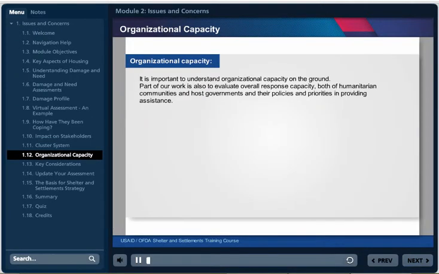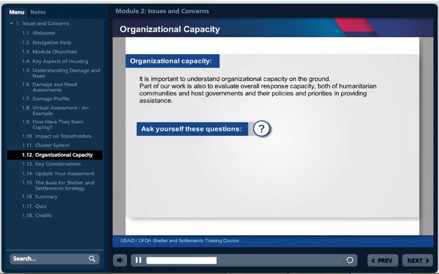It is therefore important to understand the organizational capacity on the ground. Part of our work is also to evaluate overall response capacity, both of humanitarian communities and host governments, and their policies and priorities in providing assistance. Questions such as the following should be answered.